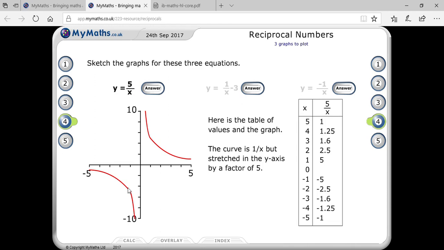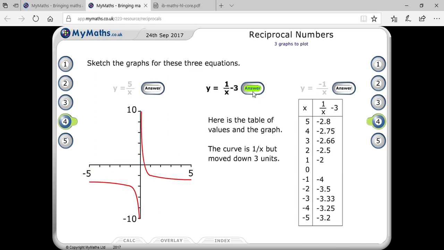Next is like this. You can get your graph like this. Here, that is the table that you are seeing there. The curve is 1 by x, but it moves down 3 units. You can see here? Yes, sir. That's why you are getting this type of graph.